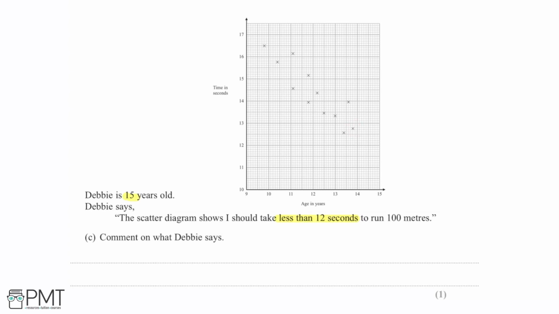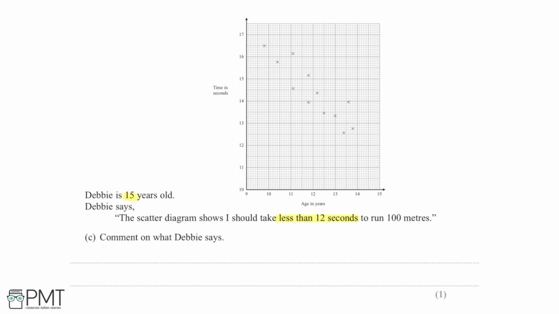However, as the points finish here, so the oldest person is somewhere between 13 and 14 at this point, this is what is known as extrapolation. So we're extrapolating the data and going beyond the points which are shown on the graph. So it can't be said that the results are reliable beyond this point. The point at which somebody is 15 is going to be outside of the range of the scatter diagram. So we can't really use it to predict how long it should take a 15-year-old. We can't be sure that this trend is going to carry on in the same way that it already has been.